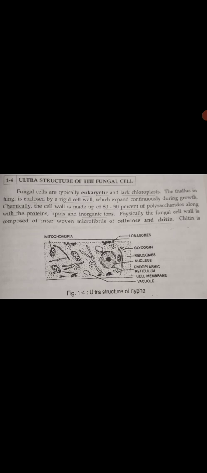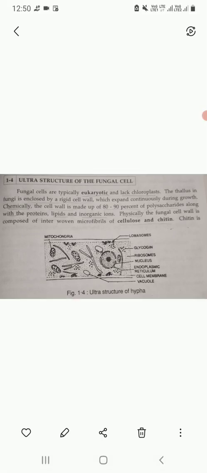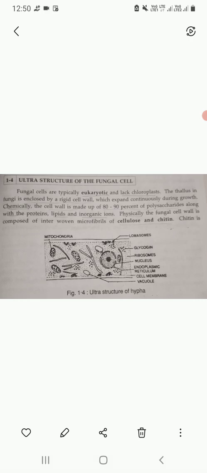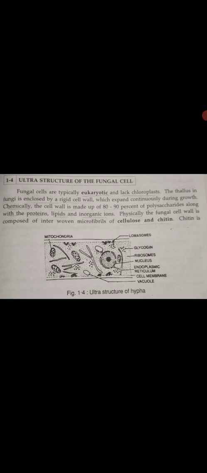And then all the cell organelles like ribosomes, endoplasmic reticulum, Golgi complex are present in the fungal cell. The fungal cell is typically a eukaryote, as I have told you previously, so that's why it consists of all the cell organelles. It consists of a membrane-bound nucleus. The nuclear membrane is present, and inside the nucleus we have a localized nucleolus, right?